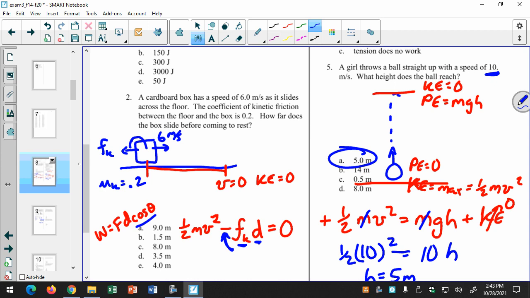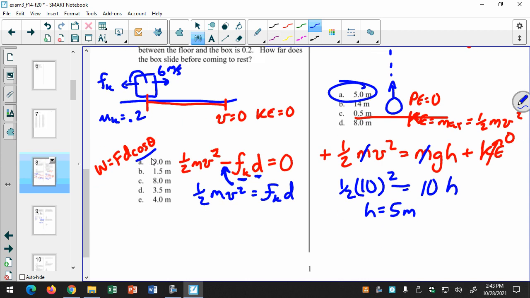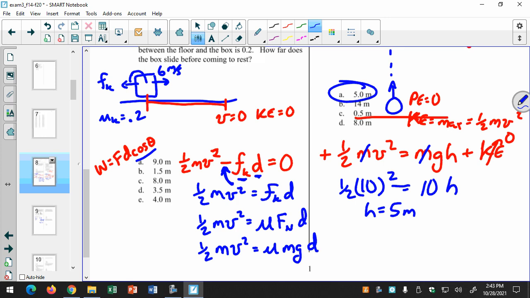So here, I can say that 1/2 mv squared equals Fk d. But you're saying, gosh, I don't have the mass, and so that seems problematic. But I can say 1/2 mv squared equals the frictional force, which is mu times the normal force times the distance. But I'm on a horizontal surface, so my normal force is mg, so mu mg times d. So I can cancel out my m's. I divide through all sides by m, and then I solve for d.